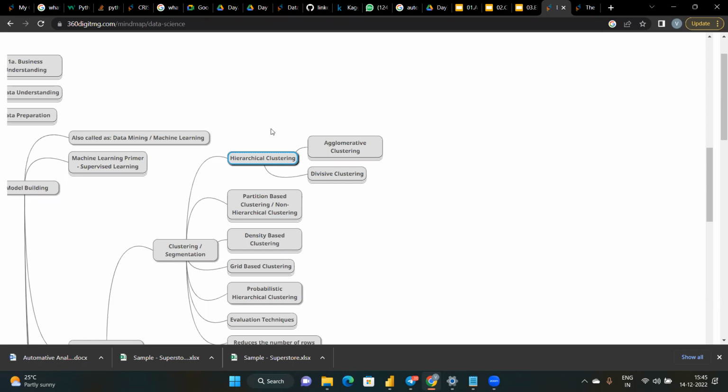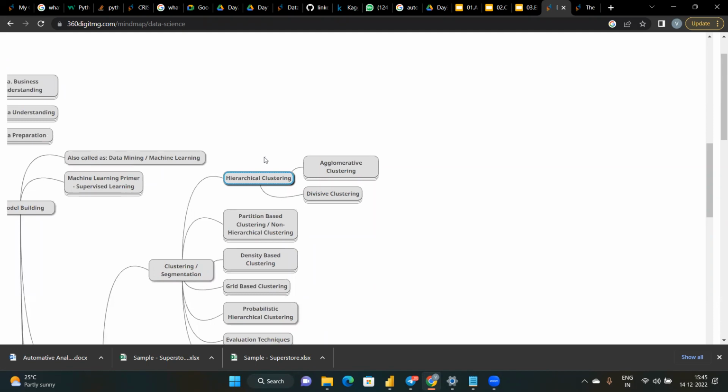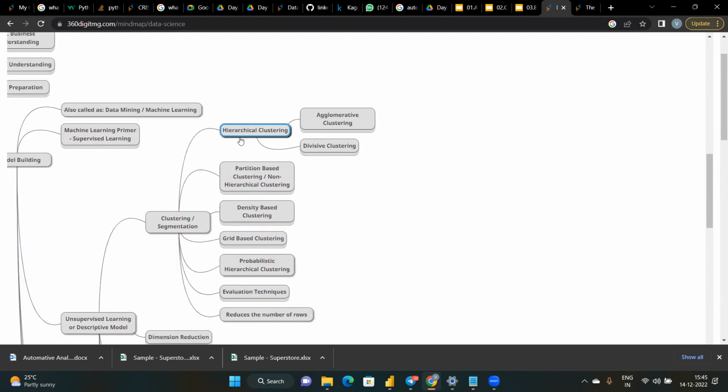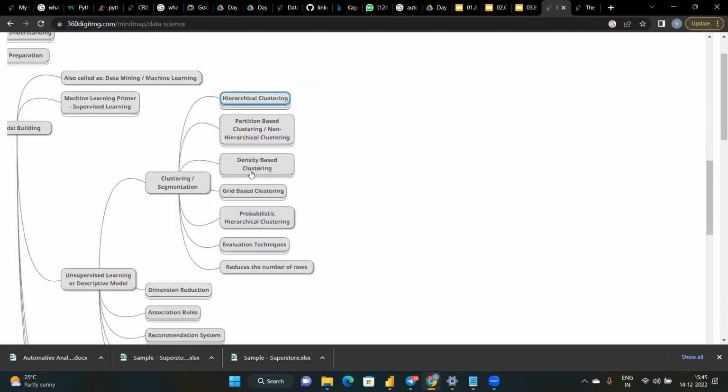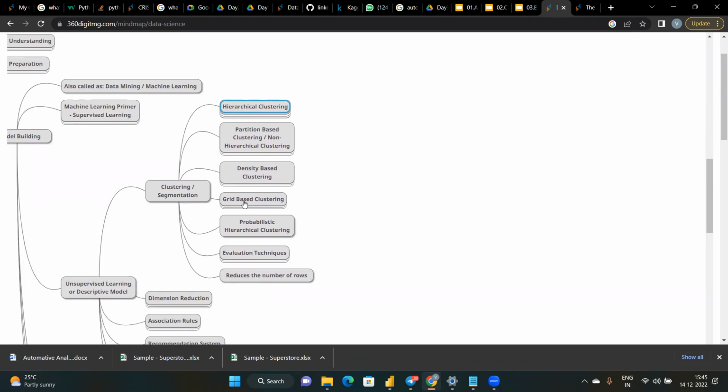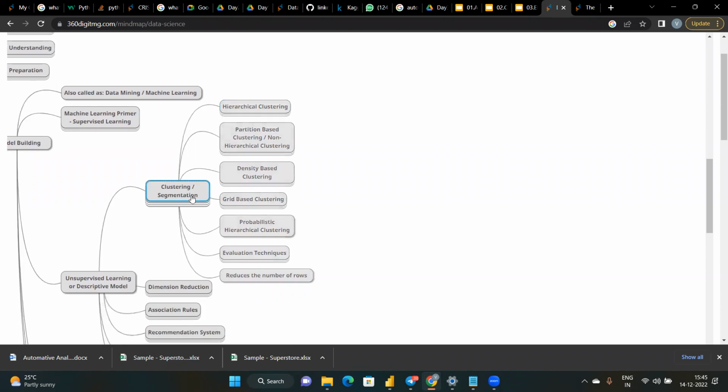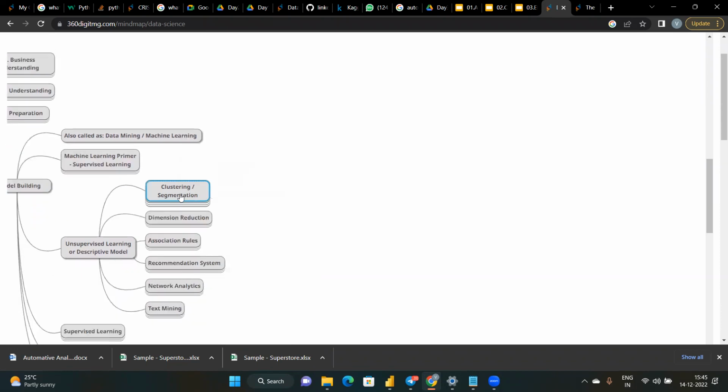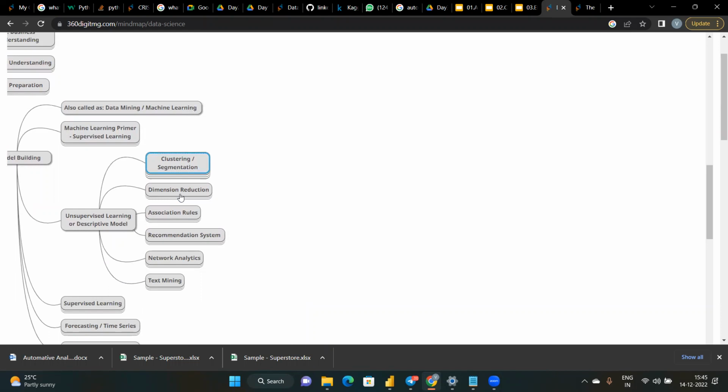In hierarchical clustering, we have two different types: agglomerative and divisive. The next one is partition-based clustering, and then density-based clustering and grid-based clustering, along with evaluation techniques. This is cluster segmentation. In unsupervised learning, among the descriptive models, we have clustering segmentation and dimension reduction.